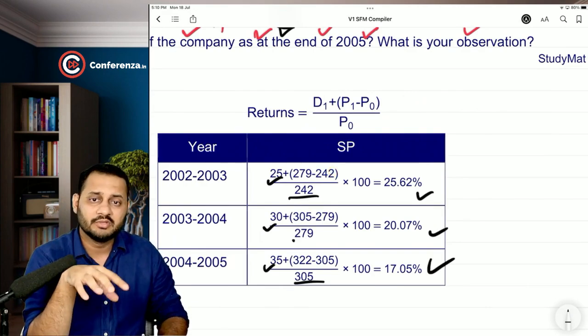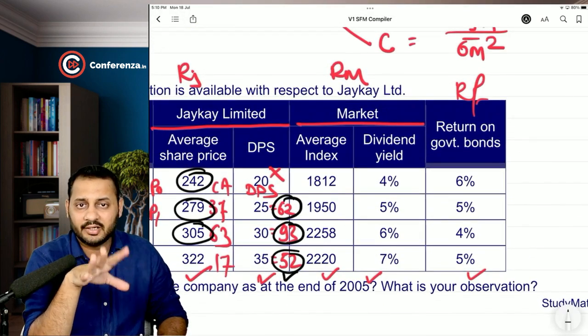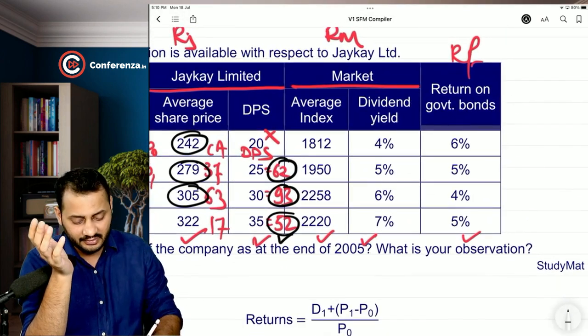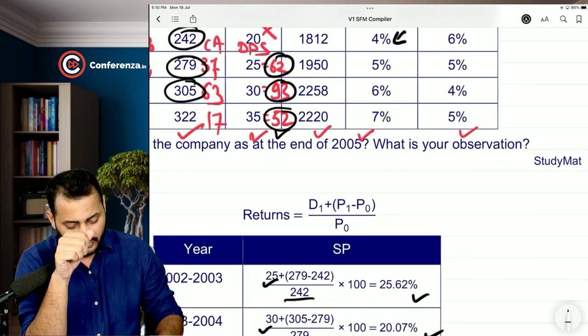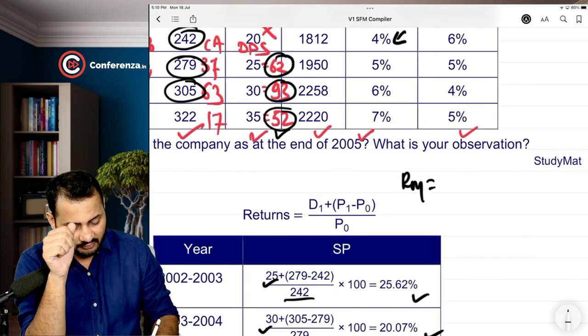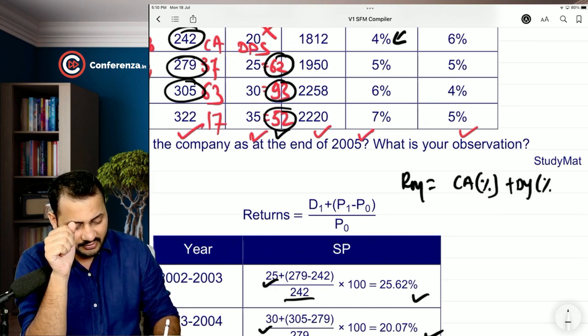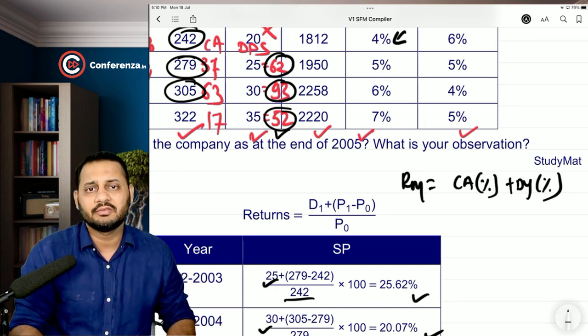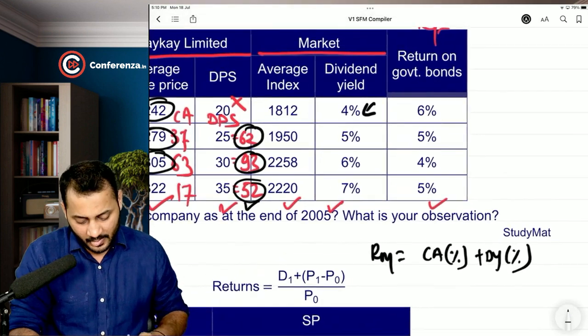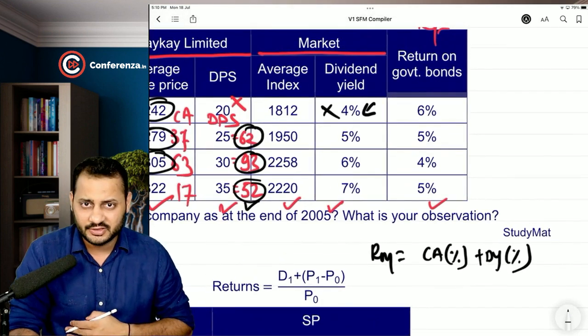You have to do the same thing with the market, but with the market the yield in percentage is already given to you. So the return of the market is nothing but the capital appreciation in percentage plus dividend yield in percentage. That's it. If one figure is already given in percentage, calculate the second one in percentage itself. So you will skip the first year.